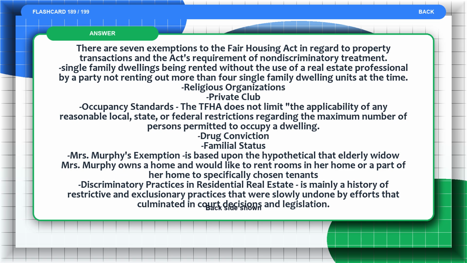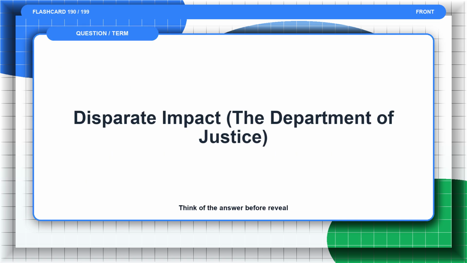Drug conviction, familial status. Mrs. Murphy's exemption is based upon the hypothetical that elderly widow Mrs. Murphy owns a home and would like to rent rooms in her home or a part of her home to specifically chosen tenants. Discriminatory practices in residential real estate is mainly a history of restrictive and exclusionary practices that were slowly undone by efforts that culminated in court decisions and legislation. Flashcard 190. Disparate impact. The Department of Justice. Pause and think of the answer before the reveal.